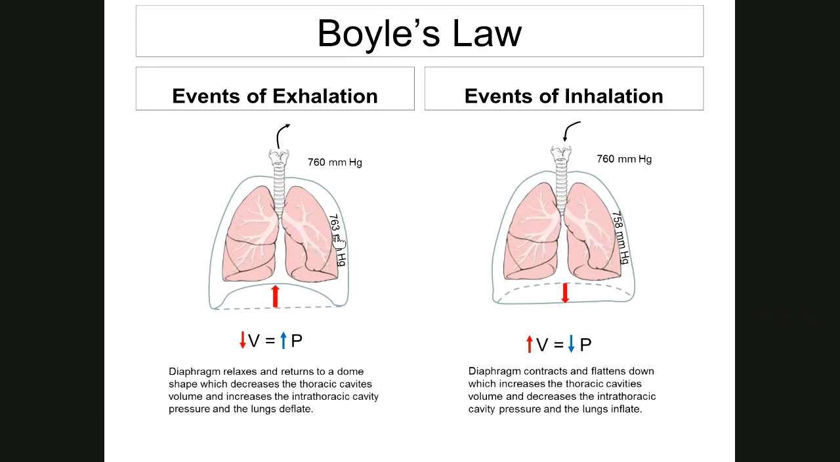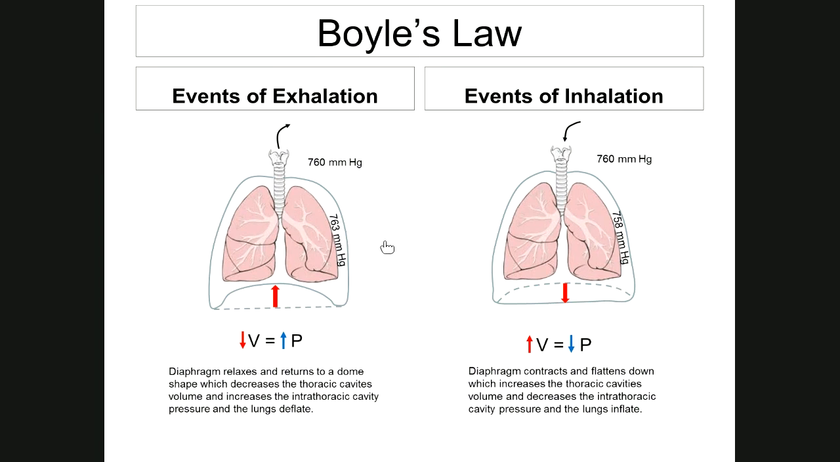You see that the pressure inside now is 763 millimeters of mercury, higher than 760 in the ambient pressure around you in the air, in the environment. And so it's another gradient. The pressure is higher in your thoracic cavity than it is in the air around you, and so you exhale. Reading that little explanation down here: diaphragm relaxes and returns to a dome shape, which decreases the thoracic cavity's volume and increases the intrathoracic cavity pressure, and the lungs deflate. So this is like when the plunger of the syringe is pushed, that decreases the volume, which increases the pressure, and the fluid leaves the syringe.